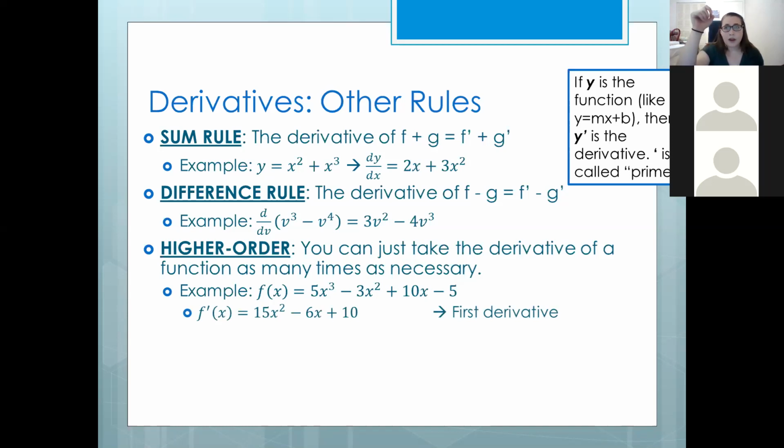So you can see there's that prime notation. f prime of x means the first derivative of that function f of x. And so we apply that power rule, right? We multiply the coefficient by the exponent. So 5 times 3 is 15. Subtract 1 from the exponent. So 15x squared is that first derivative of 5x cubed. We do the same process for the rest of it. Negative 3 times 2 is negative 6. So our next piece is negative 6x.